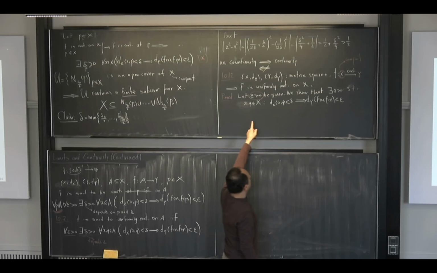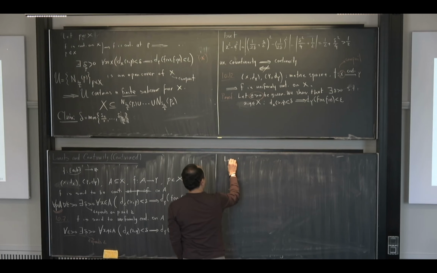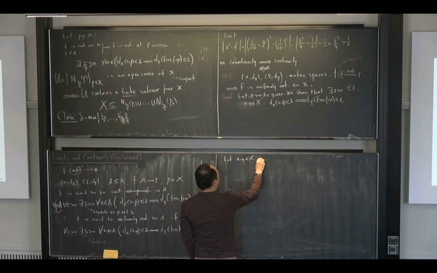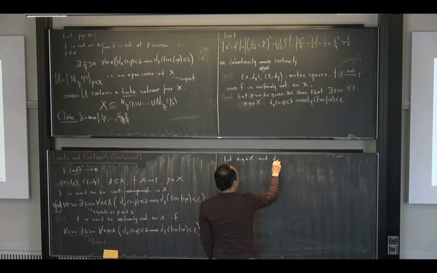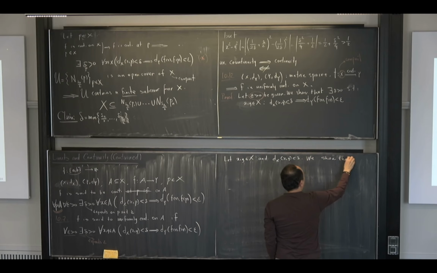Okay? I have to convince you how? I would say I have to convince you that this works. So let x and y belong to X and d_X(x, y) is less than delta. We show that d_Y(f(x), f(y)) is less than epsilon.